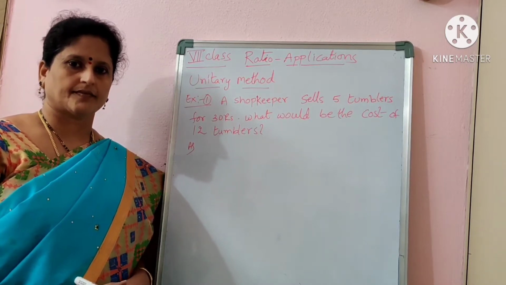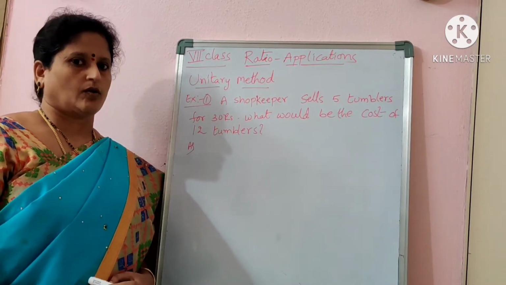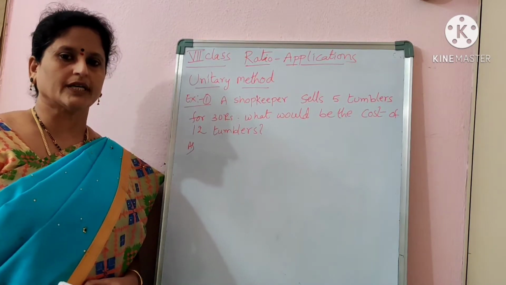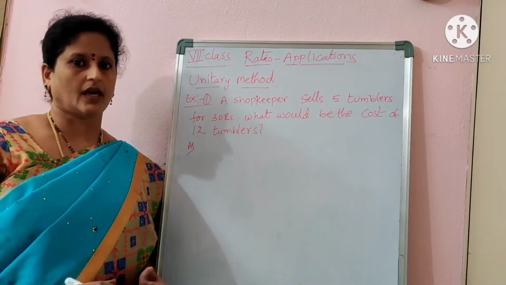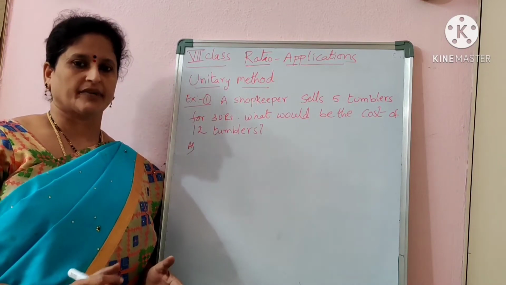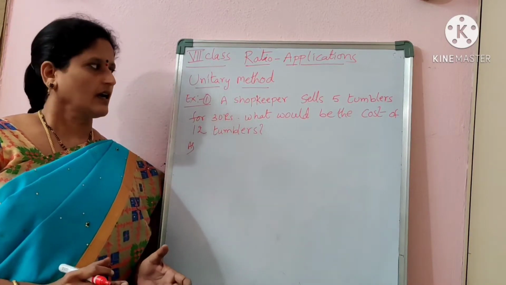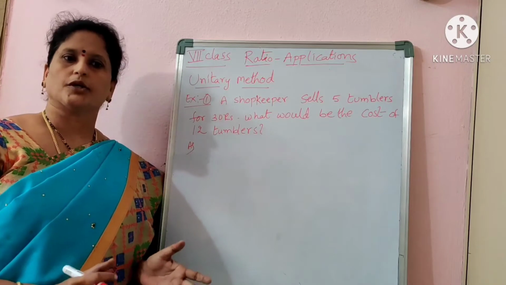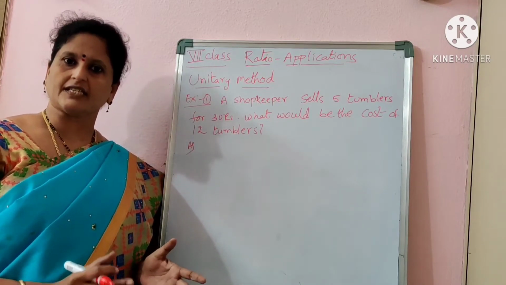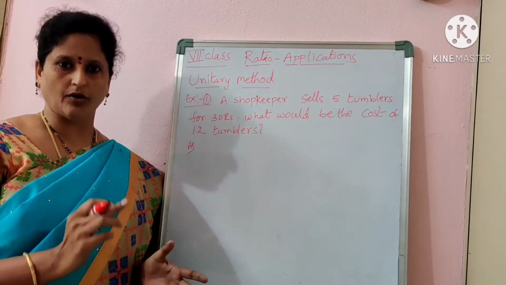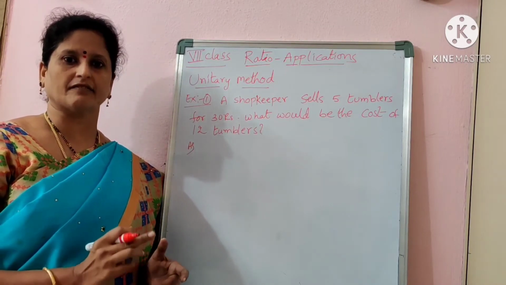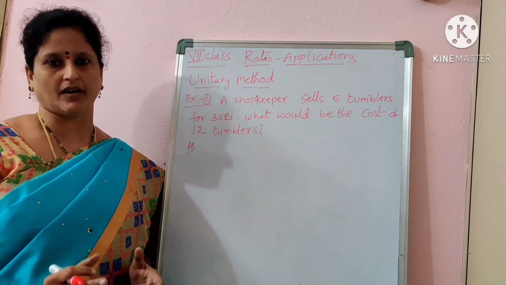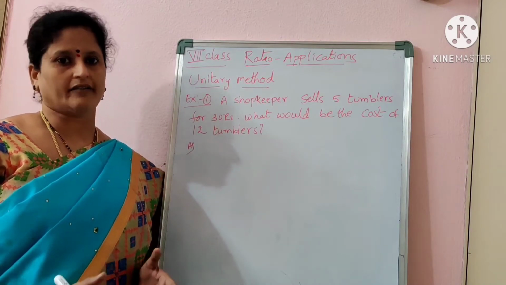Good morning, children. Today we are going to learn about unitary method in ratio and applications. Already we know that from the previous class, 6th class, unitary method. In the unitary method, we first find the value of one unit and then we find the value of the required number of units. Already we know that.